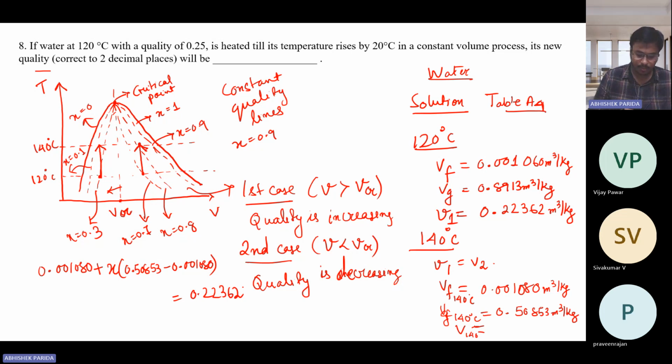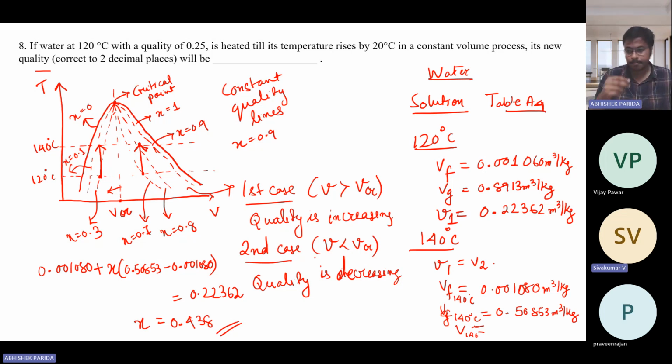Equate this: x equals 0.22362 minus 0.001080, divided by 0.50853 minus 0.001080. I am getting x2 is equal to 0.438. So has it increased or decreased? Now it has increased. Yes, sir.